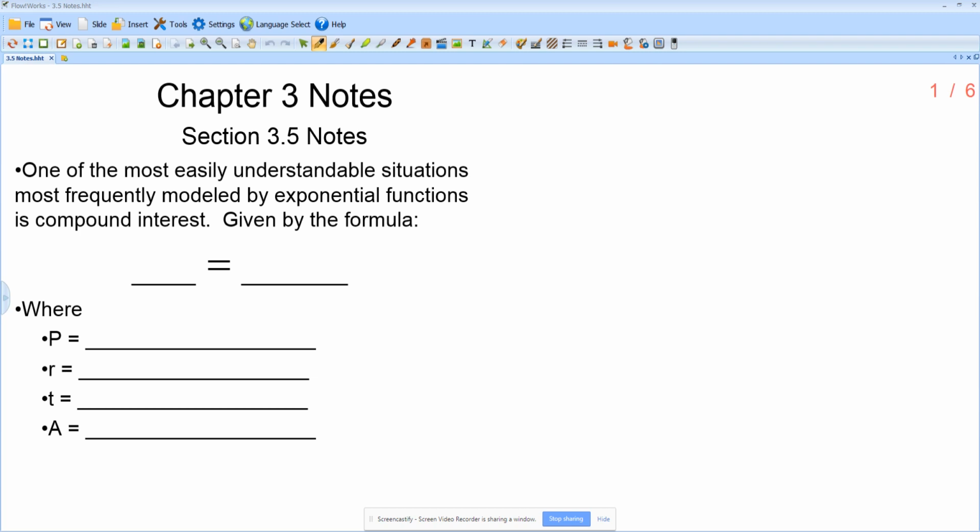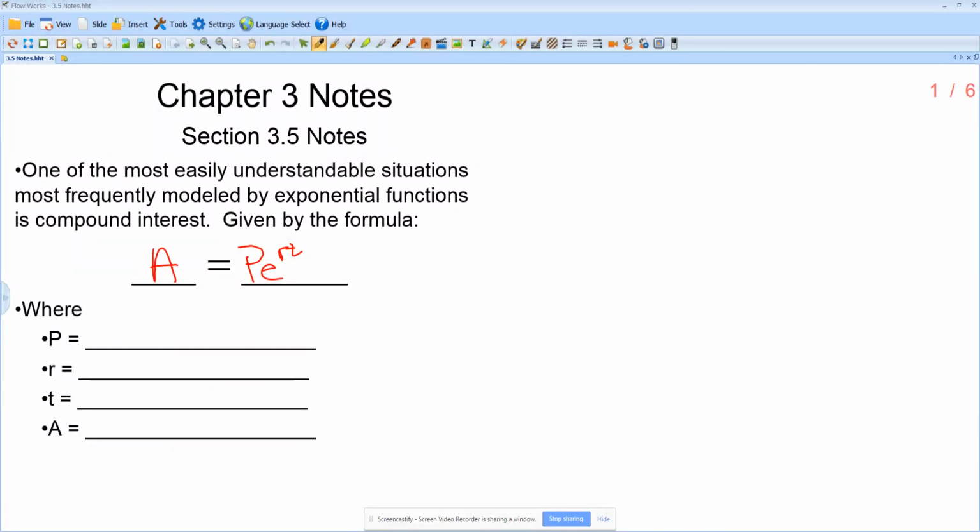All right, welcome to our last section, section 3.5, ending out chapter 3. We're going to be going back to something that we covered just briefly earlier on in the chapter. One of the most easily understandable situations most frequently modeled by exponential functions, talking about an application here, is compound interest. The compound interest formula is A equals Pe^(rt).